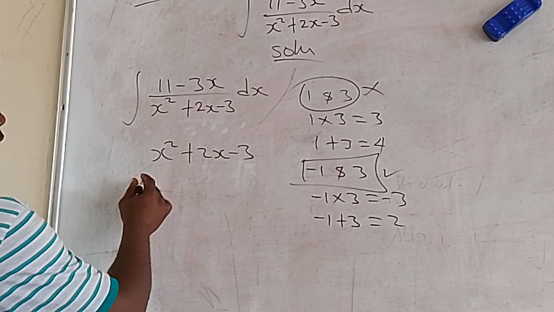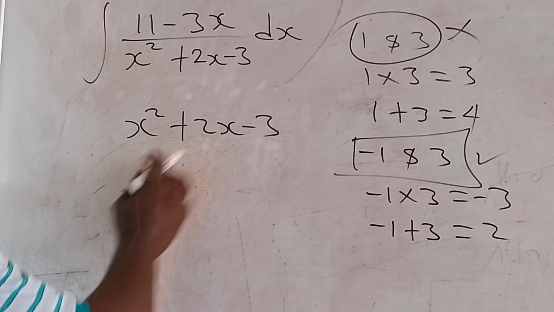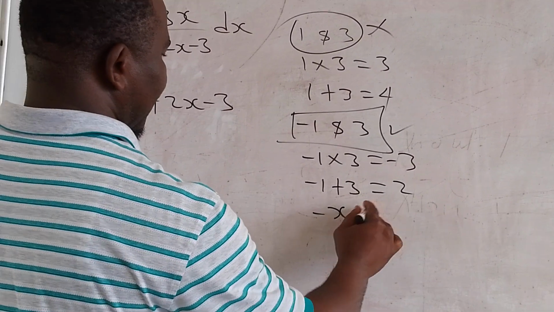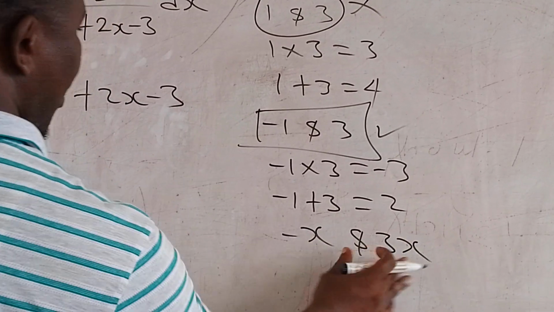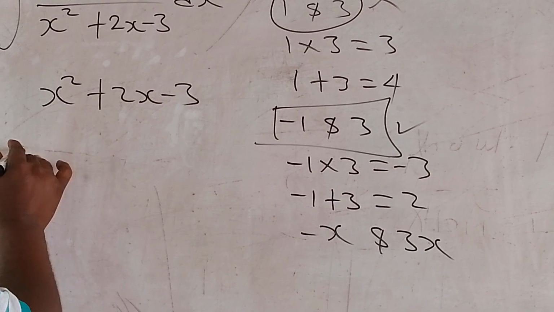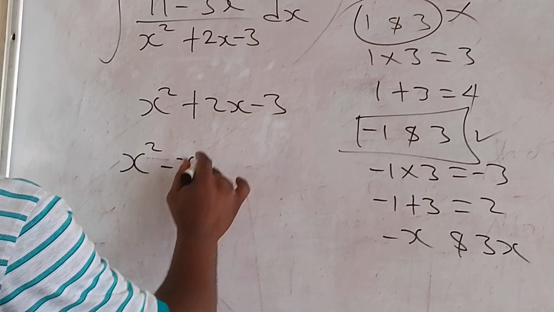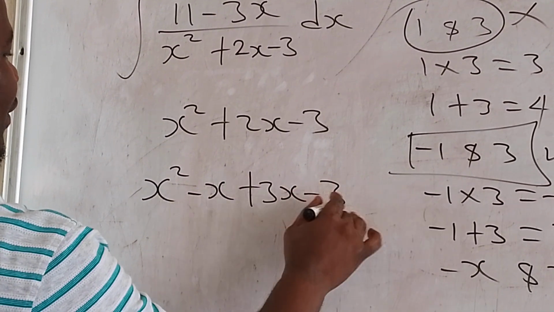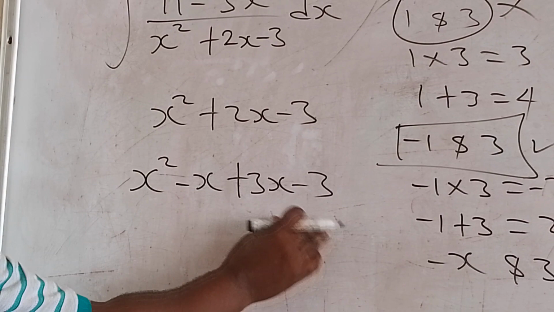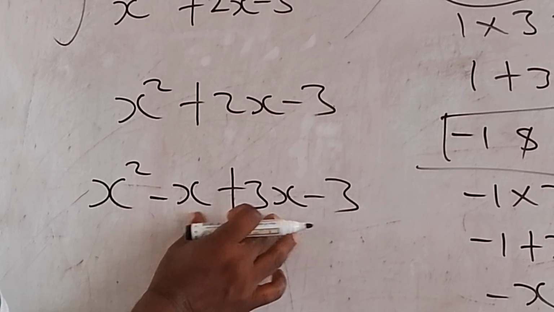So it implies that since we have 2x here, the factors will now be minus x and plus 3x. We use this to replace this 2x. So it implies that the expression is going to be like this: x squared minus x plus 3x minus 3. You know that this quadratic expression is the same thing as this expression, if you can see what I am saying here.